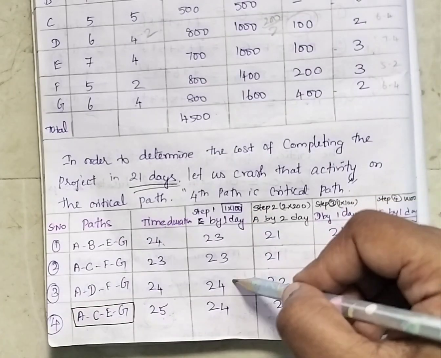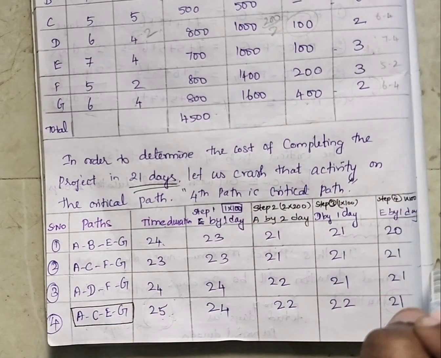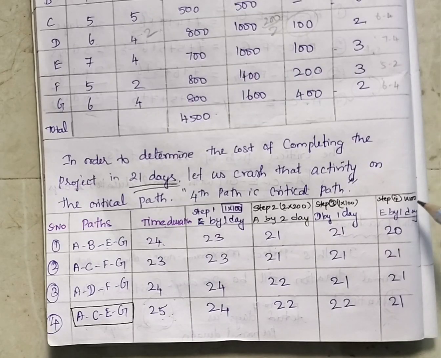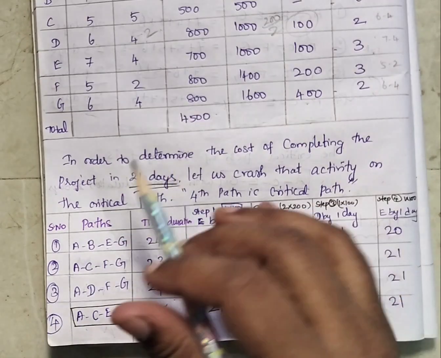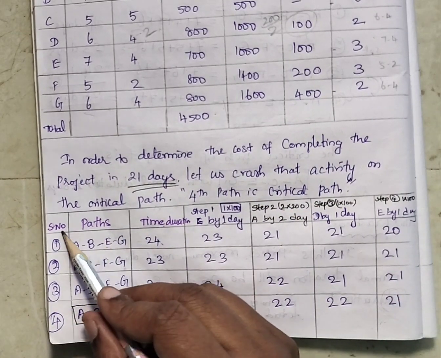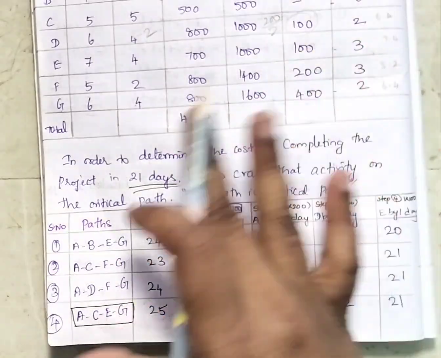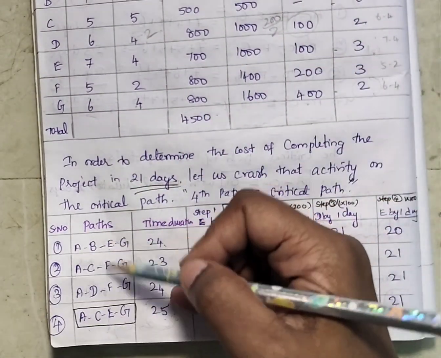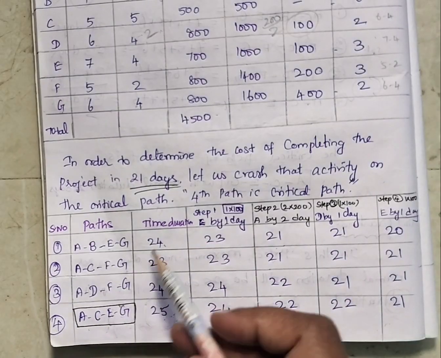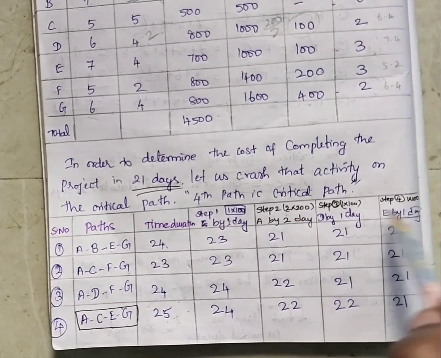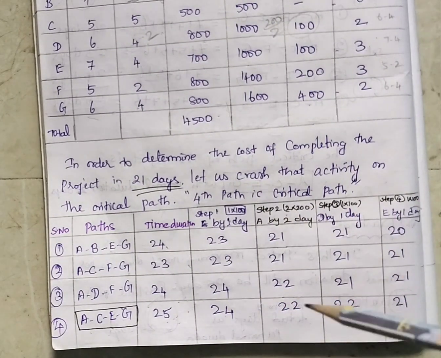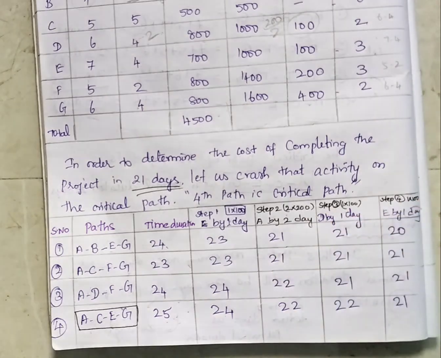Here, for understanding purposes and for explanation, I have made one more table. I have put all the paths: A, B, E, G, the same paths I already explained. The 4 paths we determined through the network diagram, with their durations. After that, the first step, second step, third step and fourth step I have made as a table, but in the exam you have to write it in detail. This is completely for explanation and understanding purposes only.